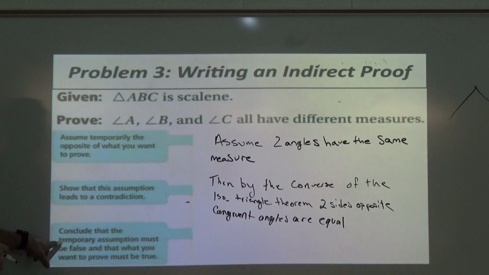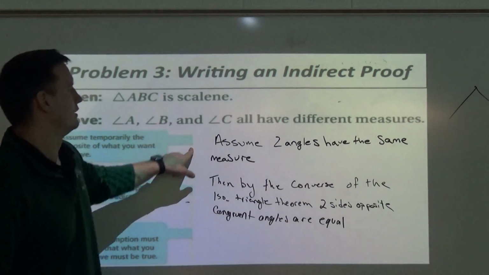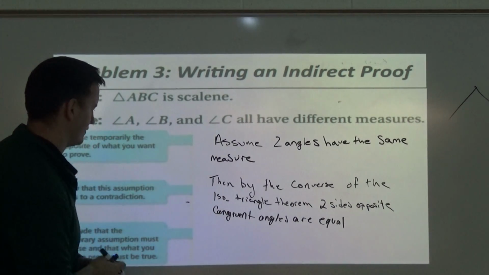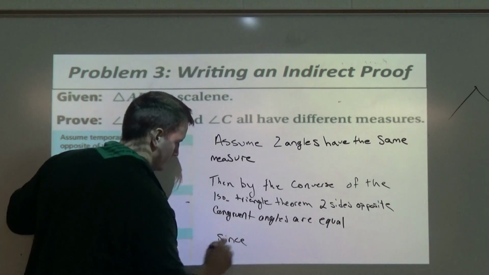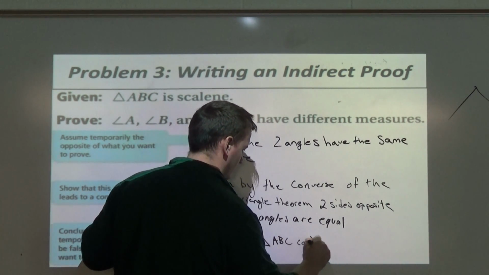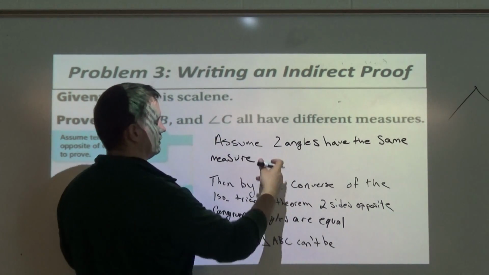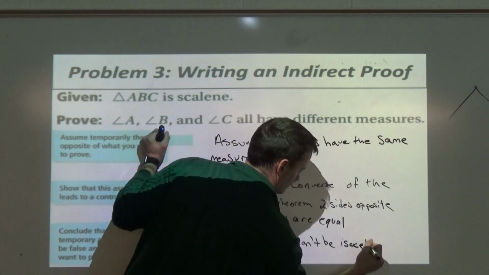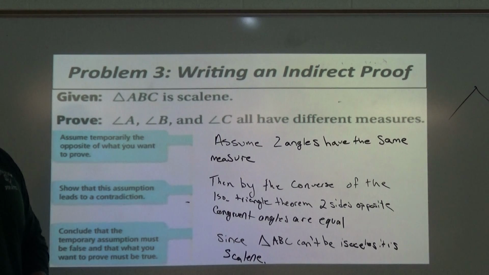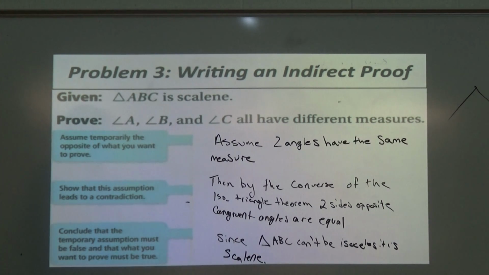Conclude that the temporary assumption must be false and that what you want to prove must be true. So, if we had two angles that were the same, then we have two sides that are the same, which can't be true because we're given the fact that ABC is scalene, so we write that down. Since triangle ABC can't be isosceles, it is scalene. There's a little roundabout way of showing that. Because if you had two angles, you could have three. But if you can't have two angles that are the same, it obviously can't be equilateral, or equiangular. Hopefully that made sense.